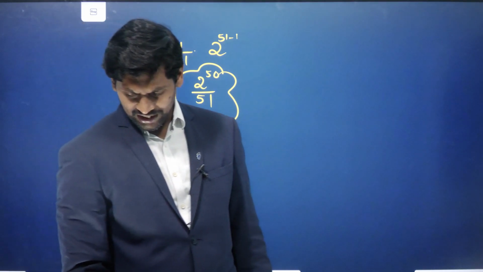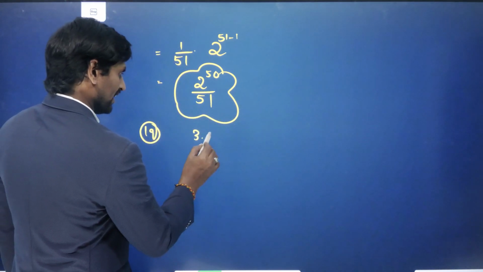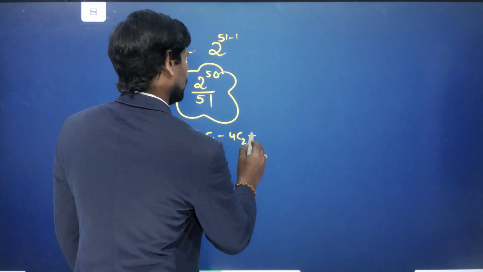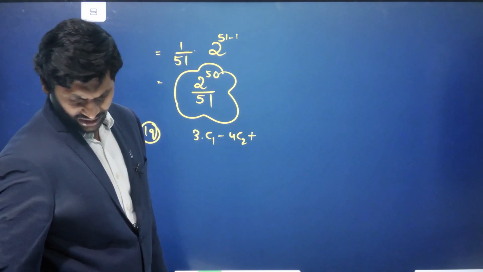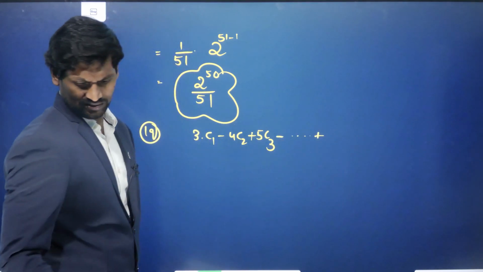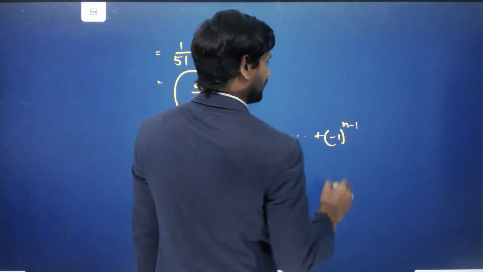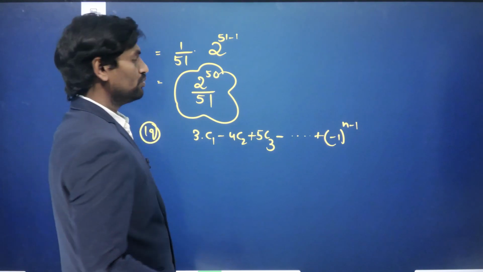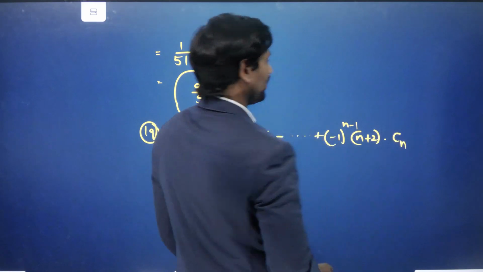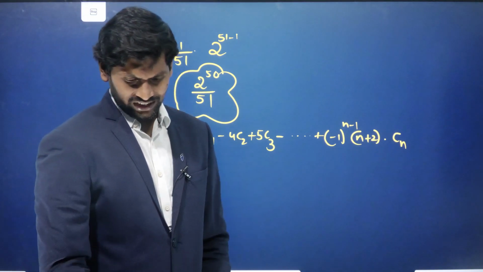19th problem, n greater than or equal to 3, then we need to find 3 into C1 minus 4C2 plus 5C3 minus and so on, plus minus 1 power n minus 1 into n plus 2 Cn. Plus 2 into Cn, or nothing but NCn. So this value we need to find, but here n value must be greater than or equal to 1.